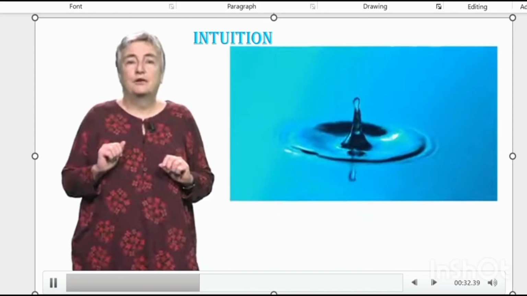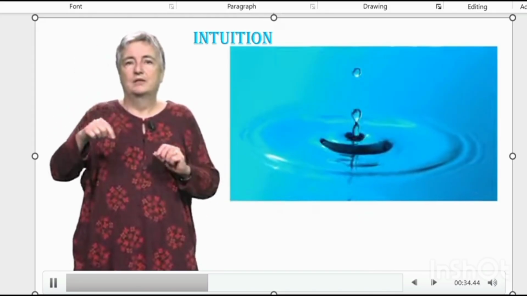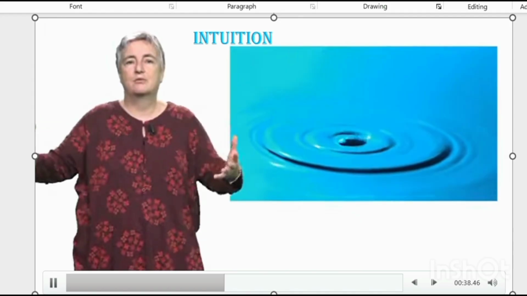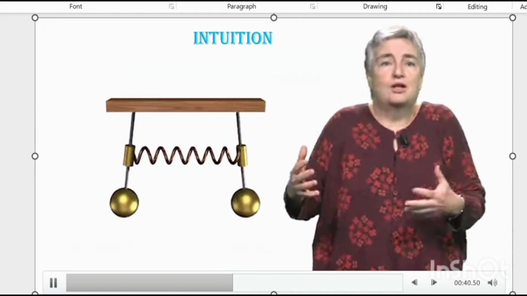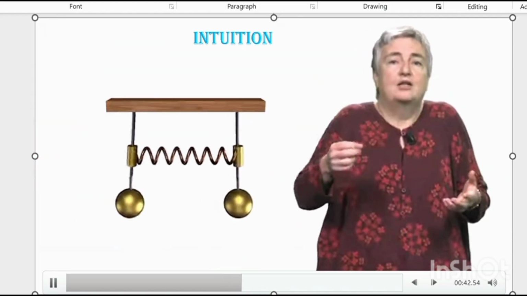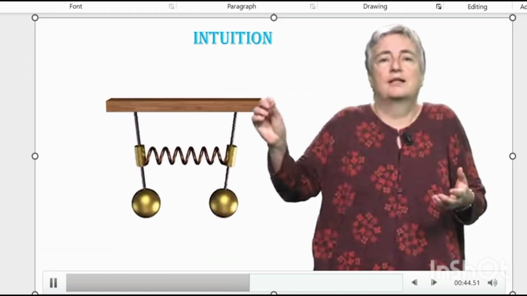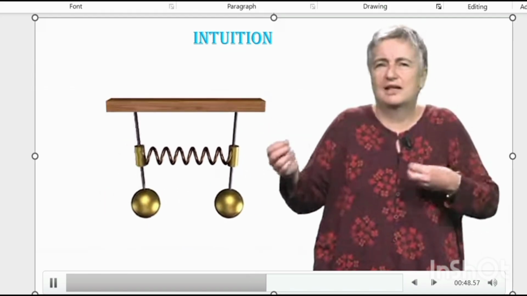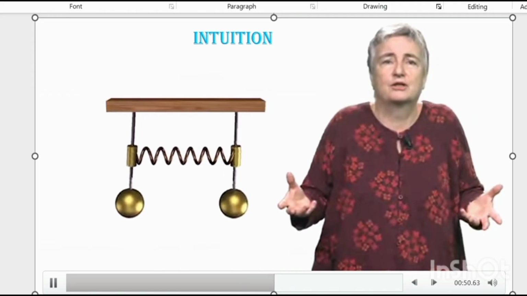Look at a drop falling on a water surface. The water molecules behave in a collective way, forming center-symmetric waves. Or look at the two pendula. Each pendulum alone would oscillate in a regular way. The coupled pendula can have a quite chaotic and almost unforeseeable motion.